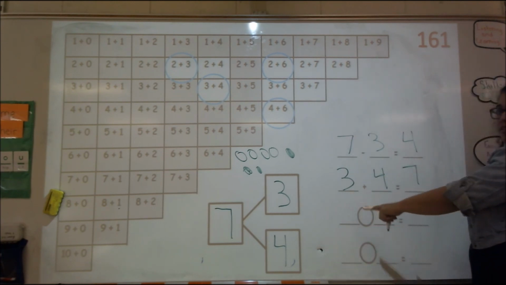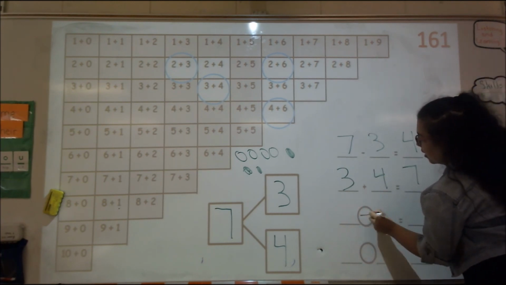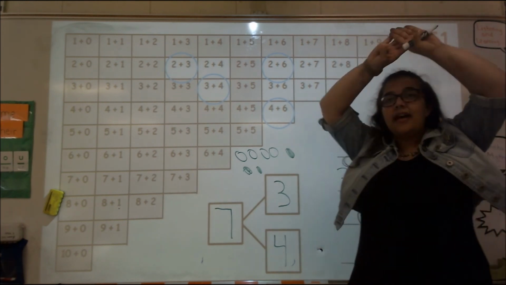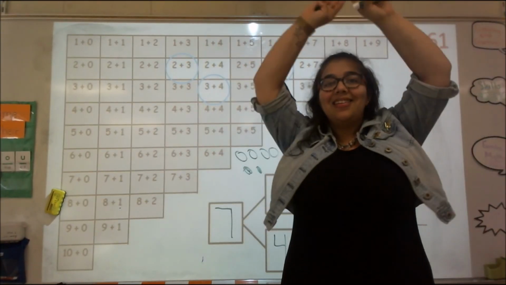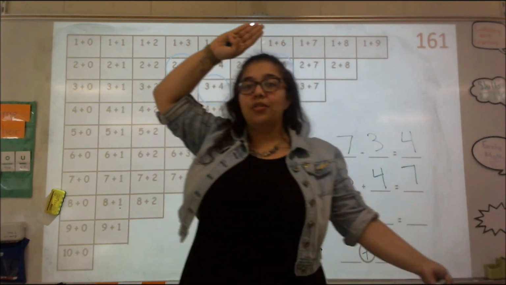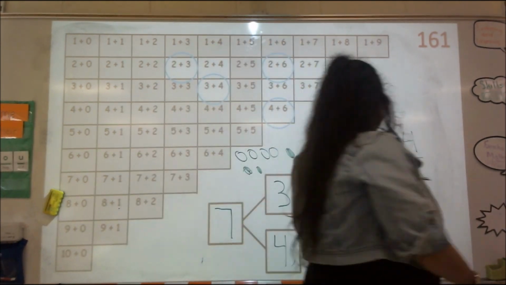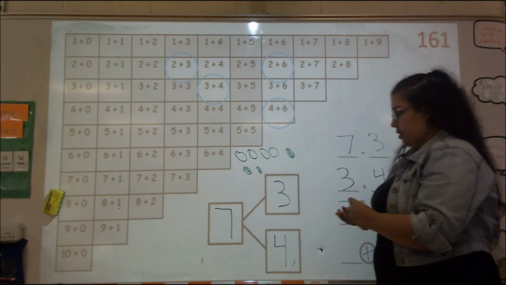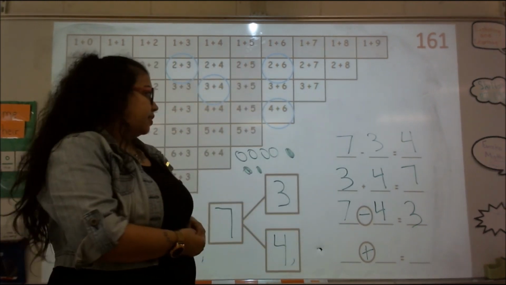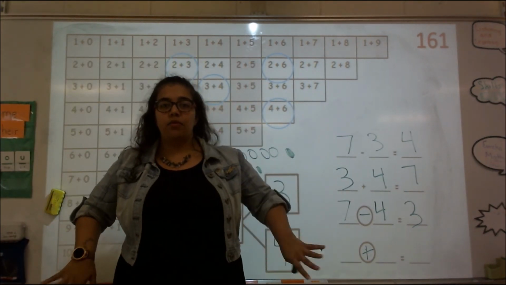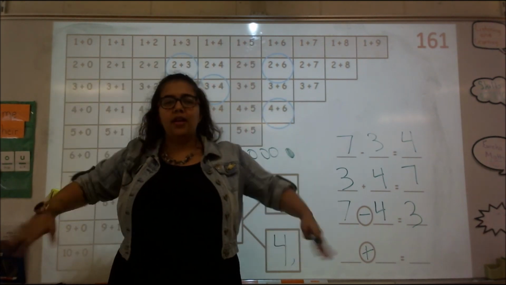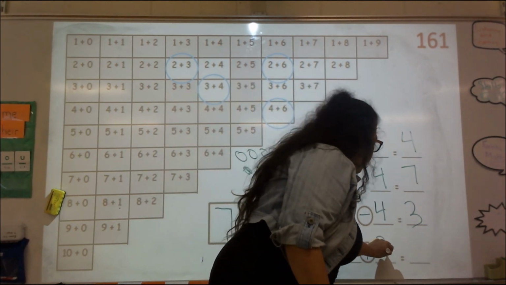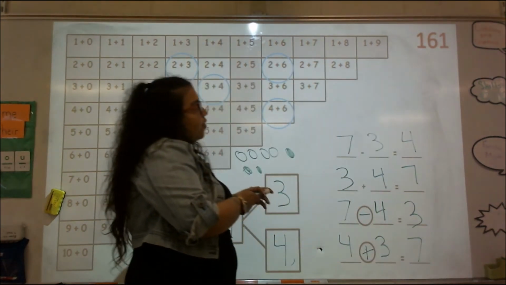So what else is true of this number bond? In subtraction and in addition. Good. So if 7 minus 3 is equal to 4, then 7 minus 4 is equal to 3. Good. And lastly, we see that with 3 and 4 equals 7, then 4 and 3 also equals 7. 4 plus 3 also equals 7.